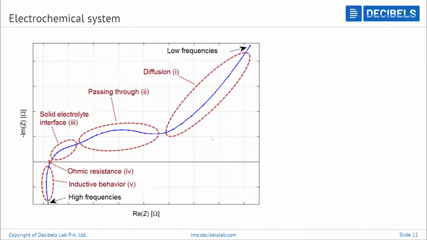Sorry, the impedance or like a resistance. Yeah. So here you can see, at the higher frequencies, you will be able to see the inductive behavior, which can be represented with the L, and the ohmic resistance and solid state interface. The semicircle is not properly visible, but we can understand.